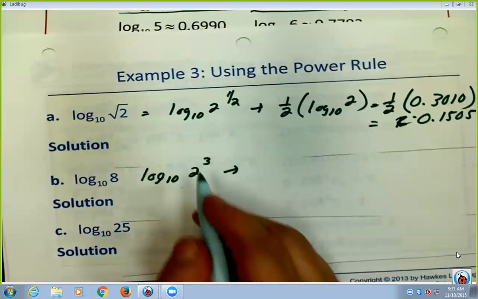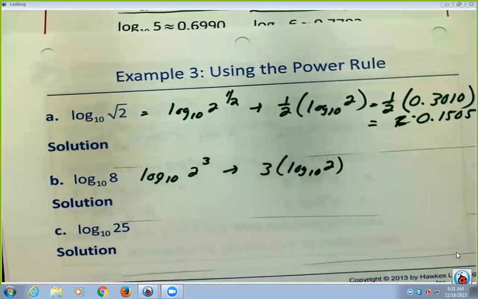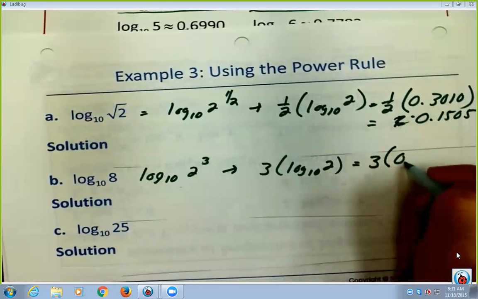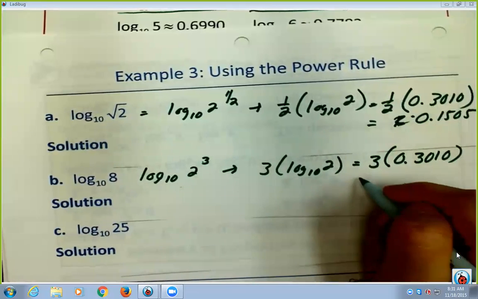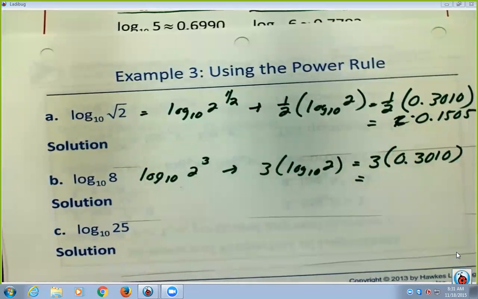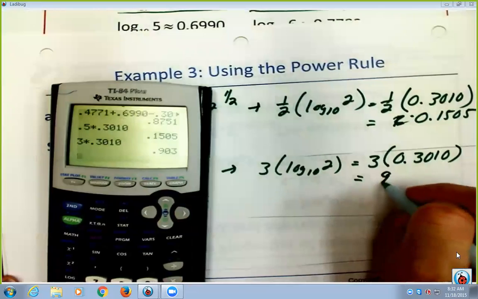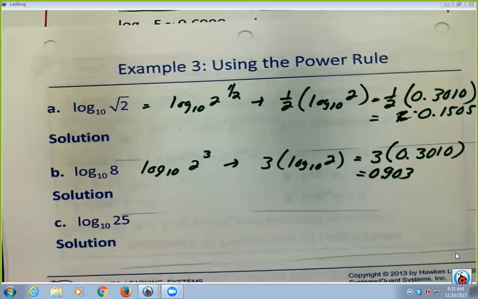And so 3 is going to come out in front. So if I work this one out, it would be 3 times that same value because I still have a 2. And my answer for this one would come out to be 3 times 0.3010. Okay, and so I get 0.903 for that one. Okay, I think you're getting it. Are you getting it? Hopefully.